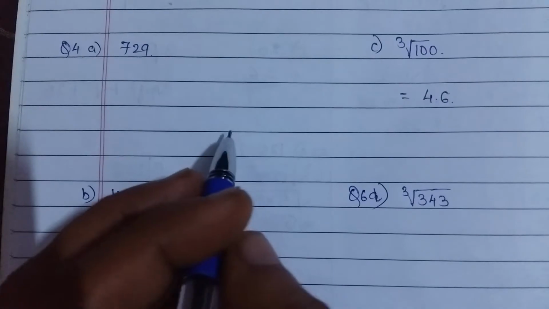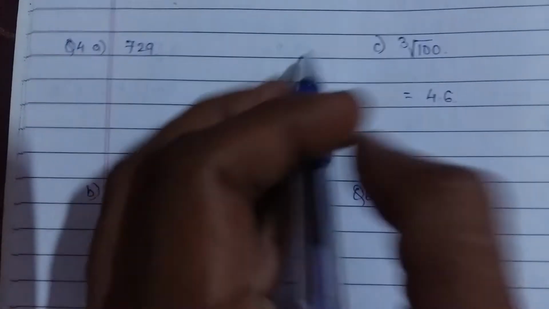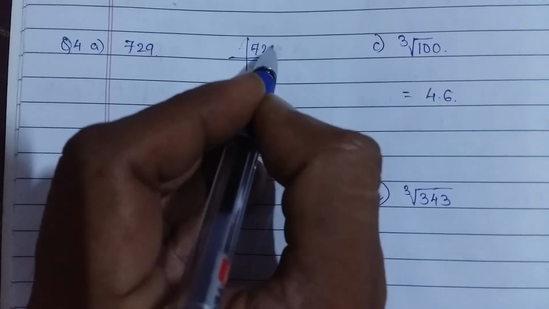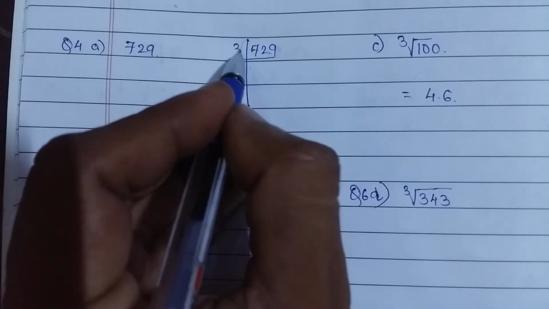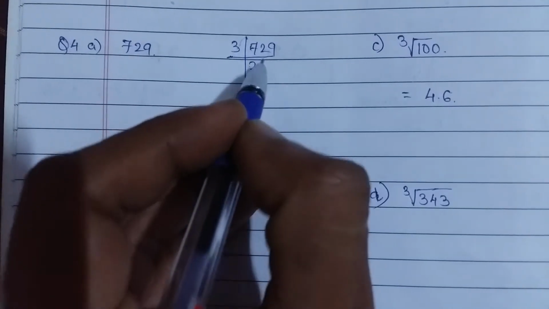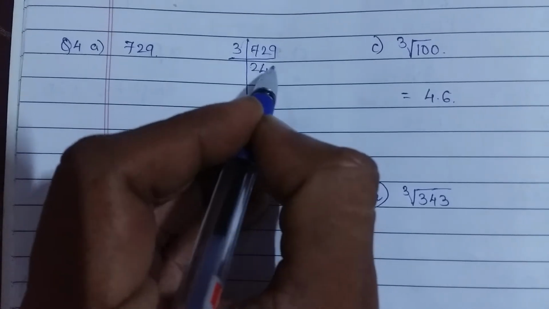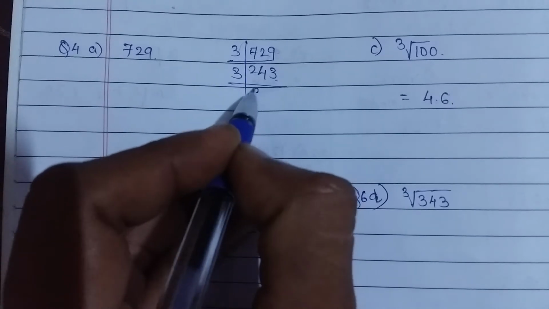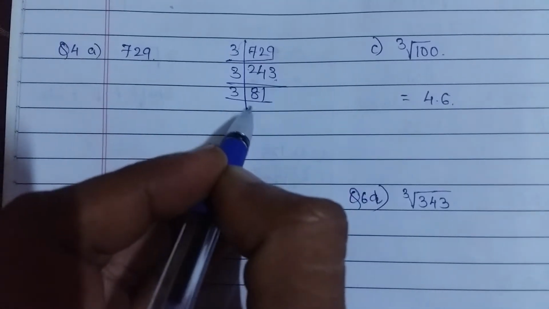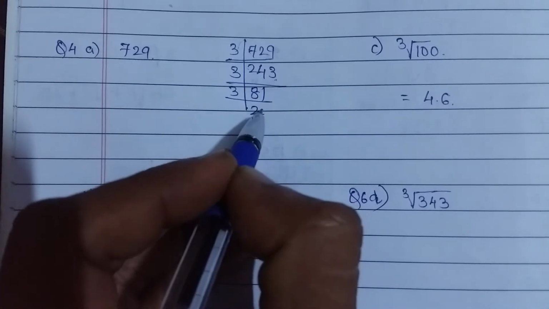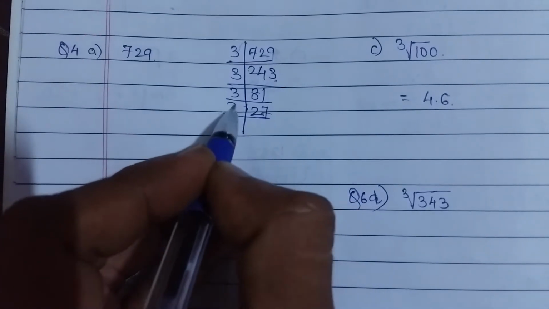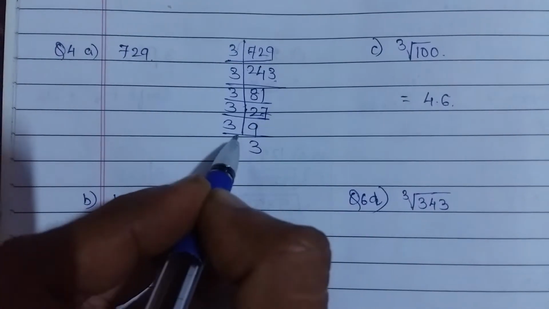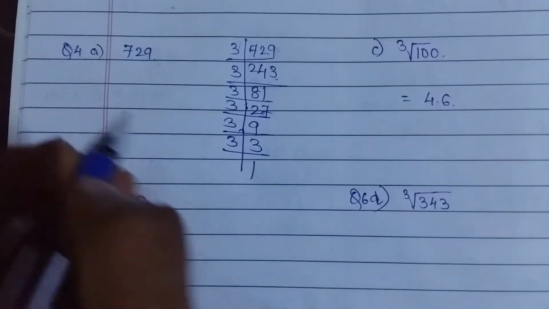Cube root of 729 we can find by factorizing. 729 is an odd number. You can divide it by 3. 3 4s are 12, 3 3s are 9. 243 can again be divided by 3. 3 8s are 24, 3 1s are 81. 3 2s are 6, 3 7s are 21, 27. Then again divide by 3. 3 9s are 27. Then again divide by 3. 3 3s are 9, 3 1s are 3.